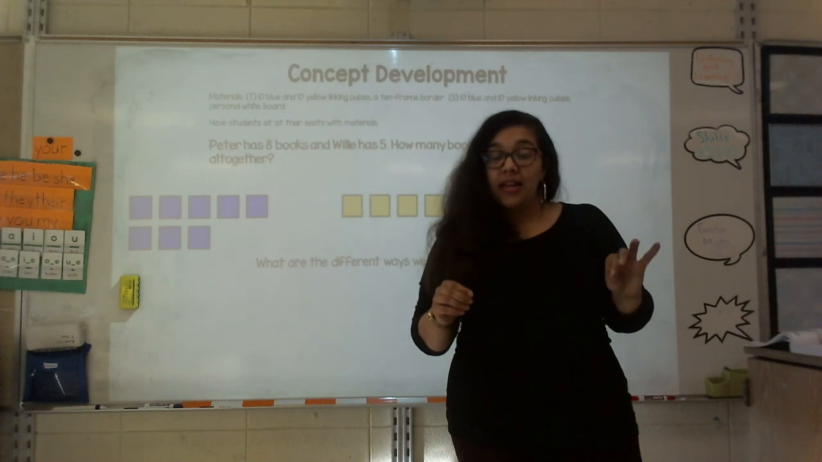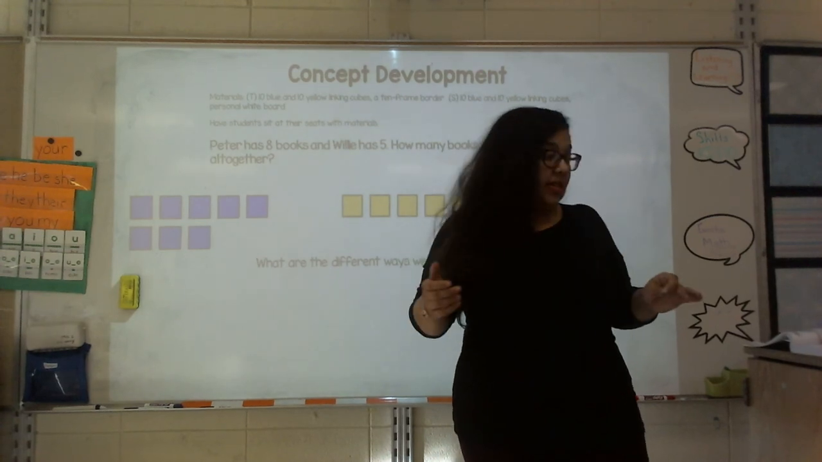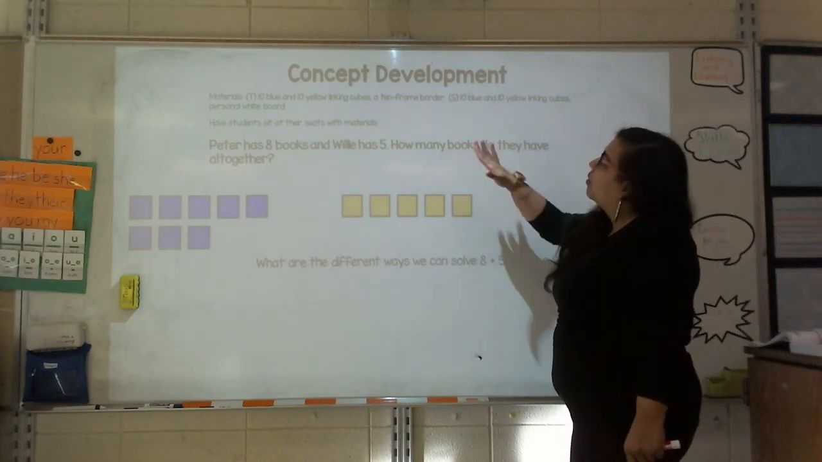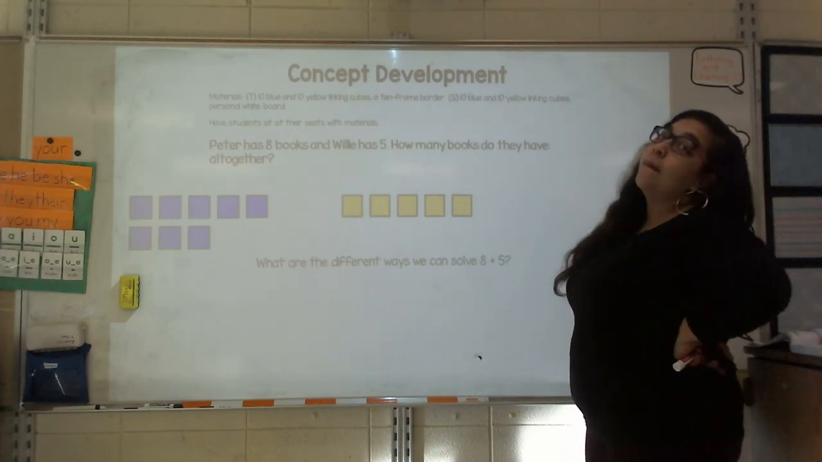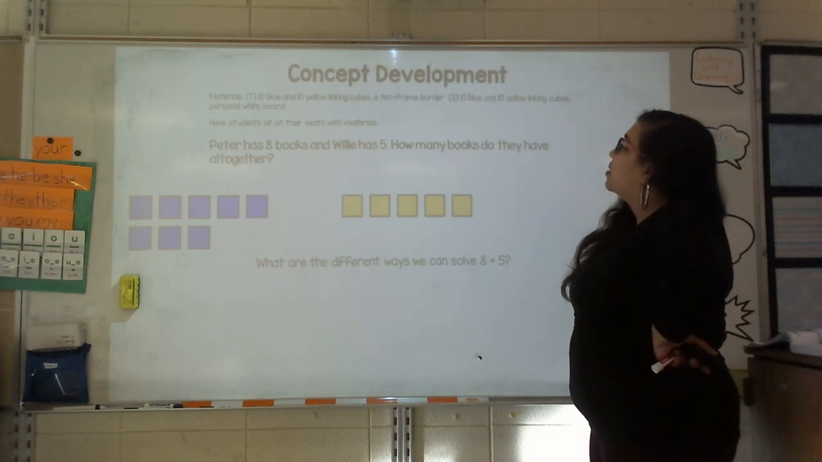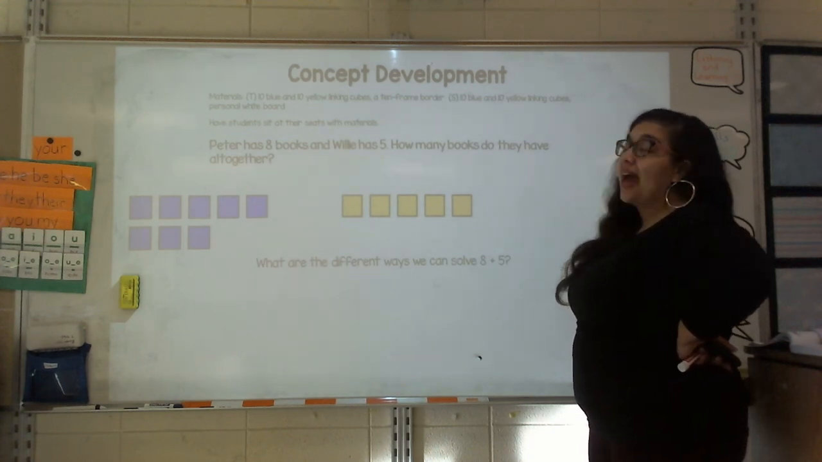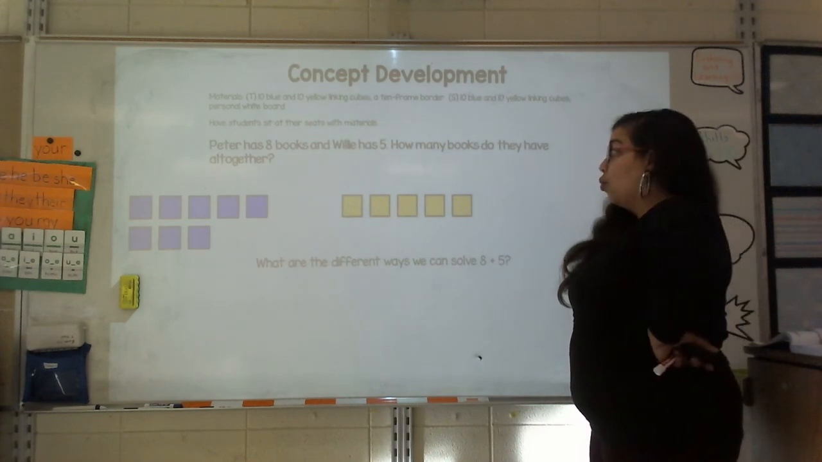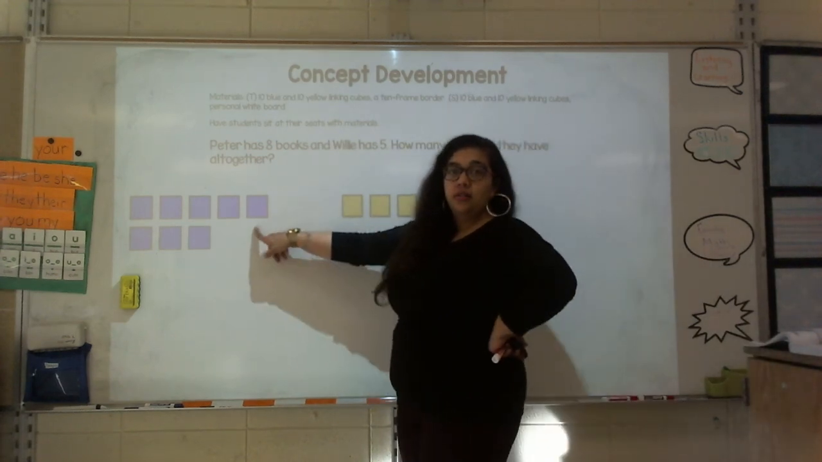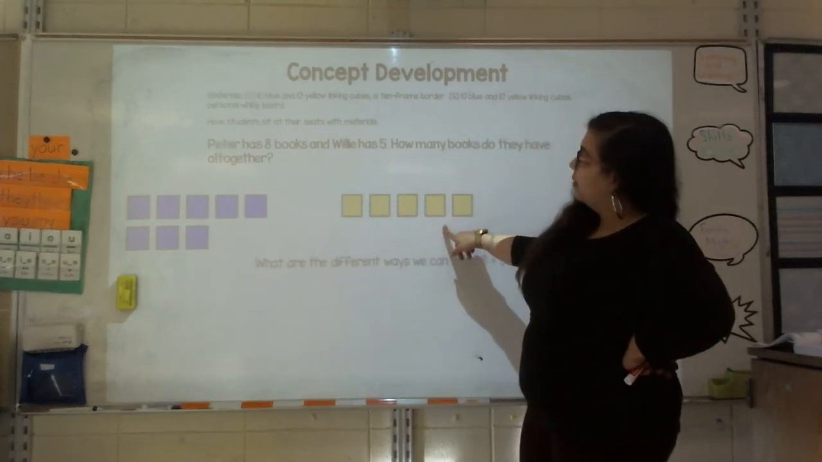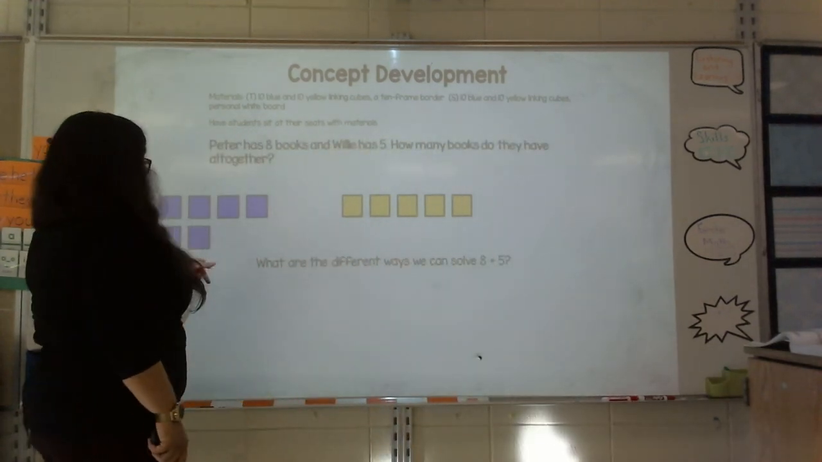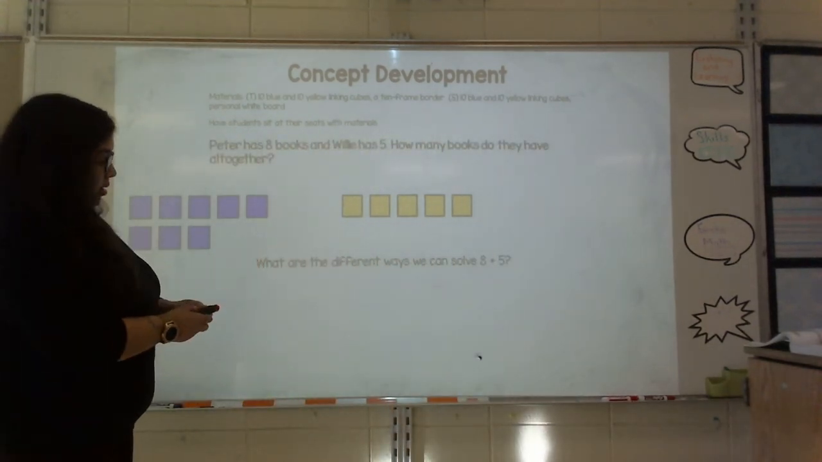So we're going to practice today, and today we're going to be using word problems to convey this concept, okay? So let's look at this word problem. Peter has 8 books, and Willie has 5. How many books do they have altogether? Well, we've established that Peter has 8. We drew 8. We drew 5 for Willie. These are their books. We know that we just explained we're going to complete these groups of 10.